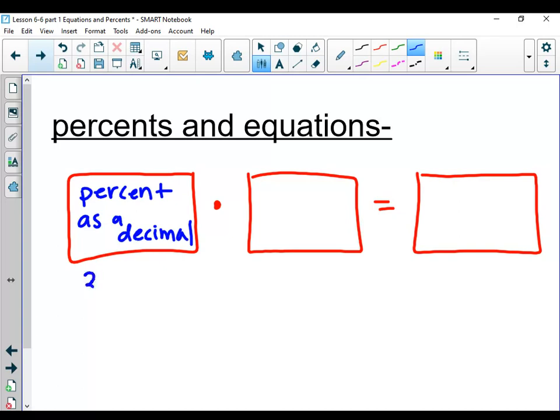So let's say it's 37%. 0.37 would go in that box. Let's say it's 8%. 0.08 would go in that box. So you take your percent and change it to a decimal.